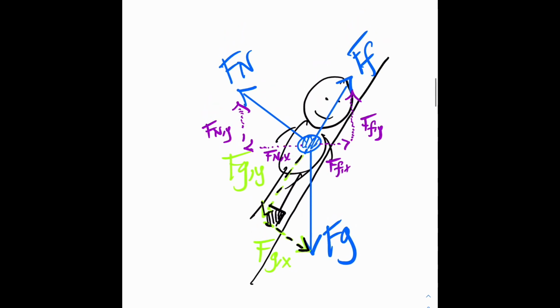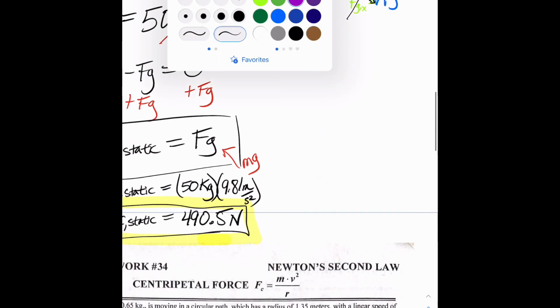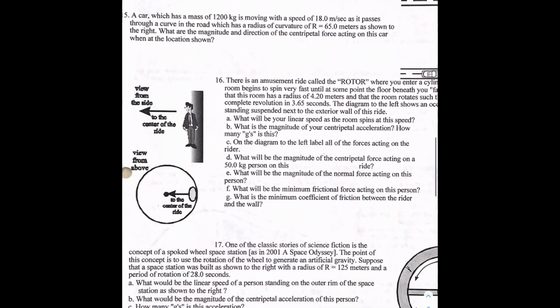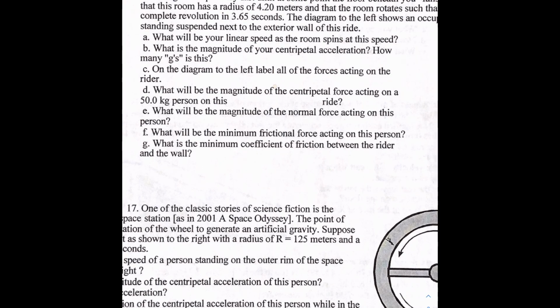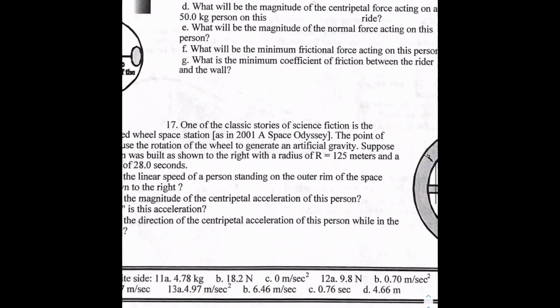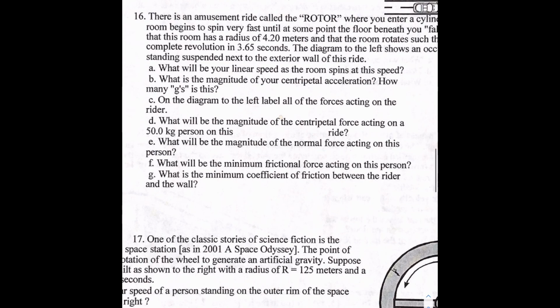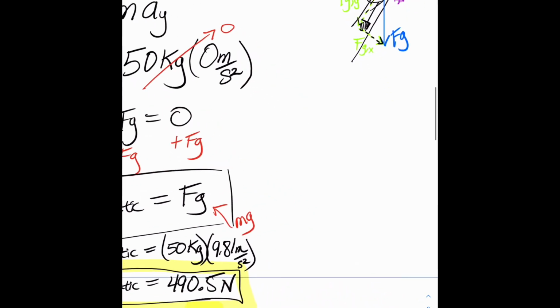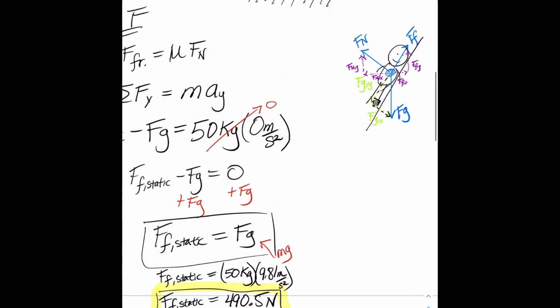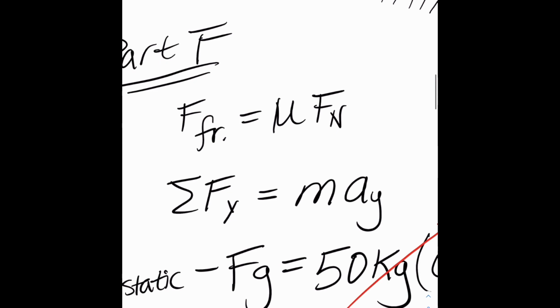All right, so to end this problem, let's do part G, and I think that's all that's left. It says, what will be the minimum? So in part F, we found the minimum frictional force acting on the person, which was 490.5. Now we want to know the minimum coefficient of friction between the rider and the wall. This is just using our knowledge that force friction equals mu Fn, like we said earlier. We can rearrange this to solve for mu: mu static equals force friction static over Fn, right?